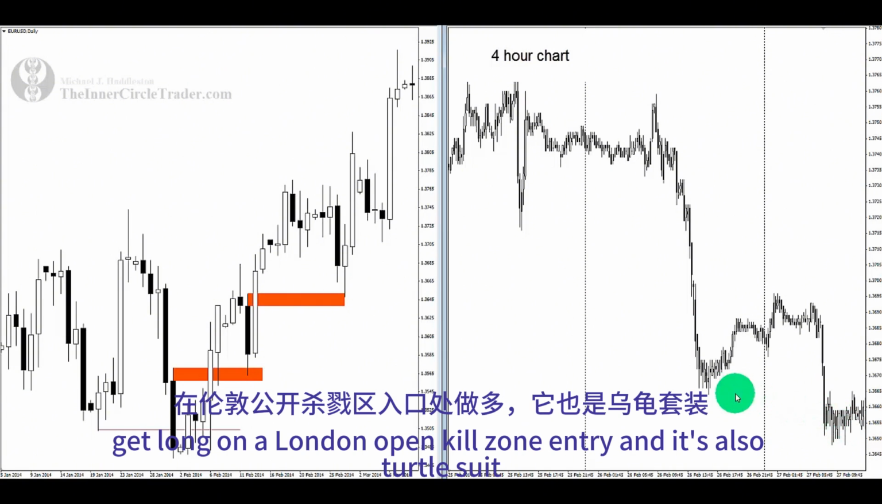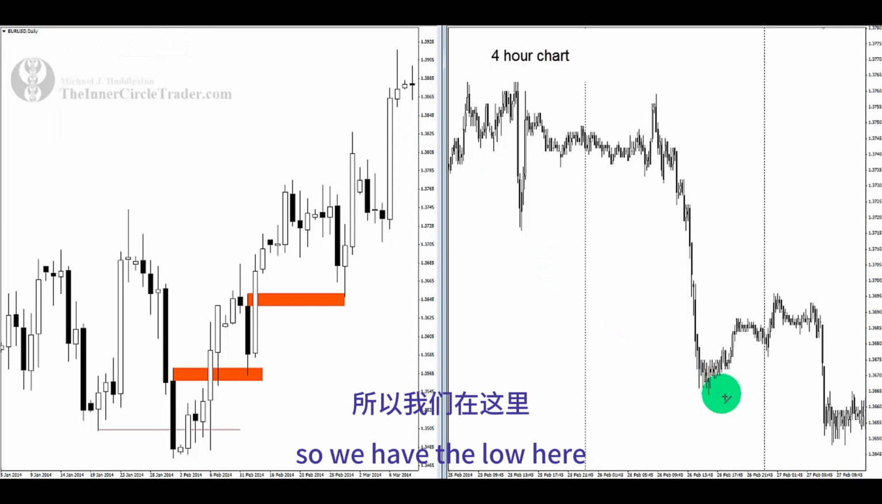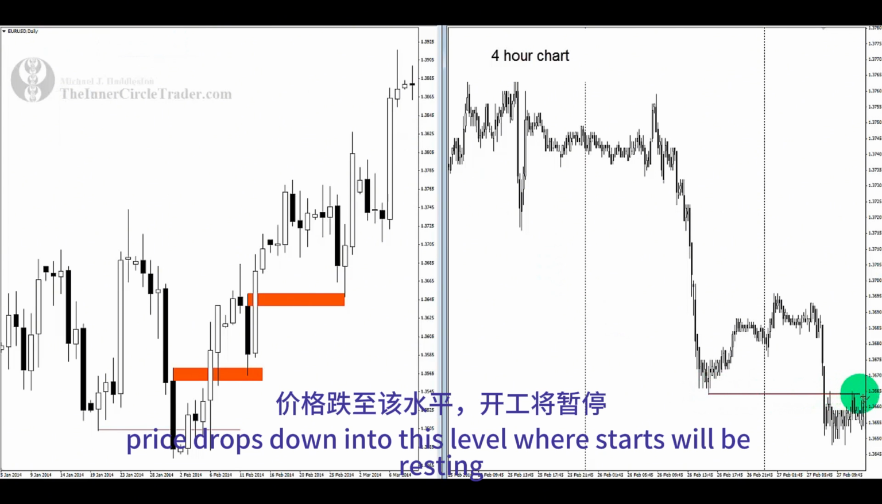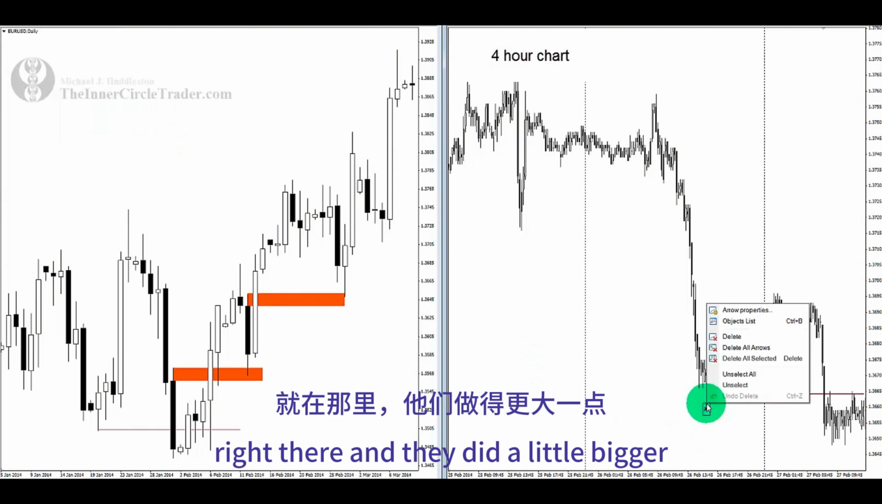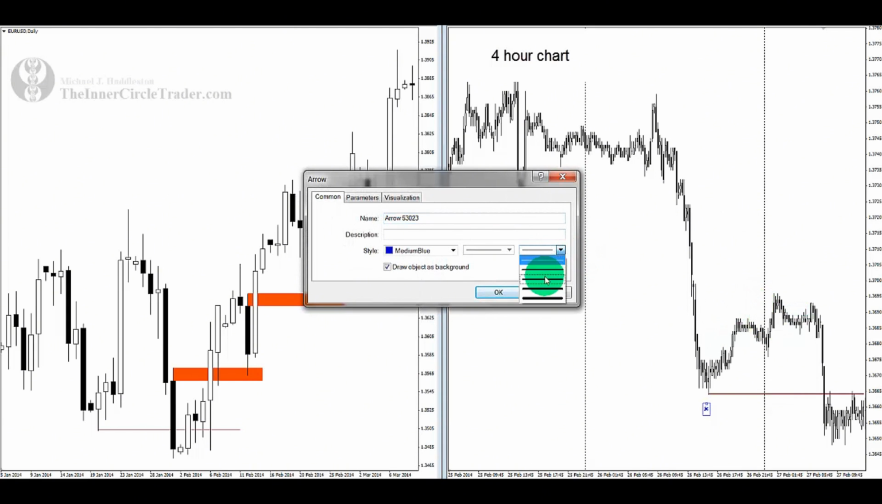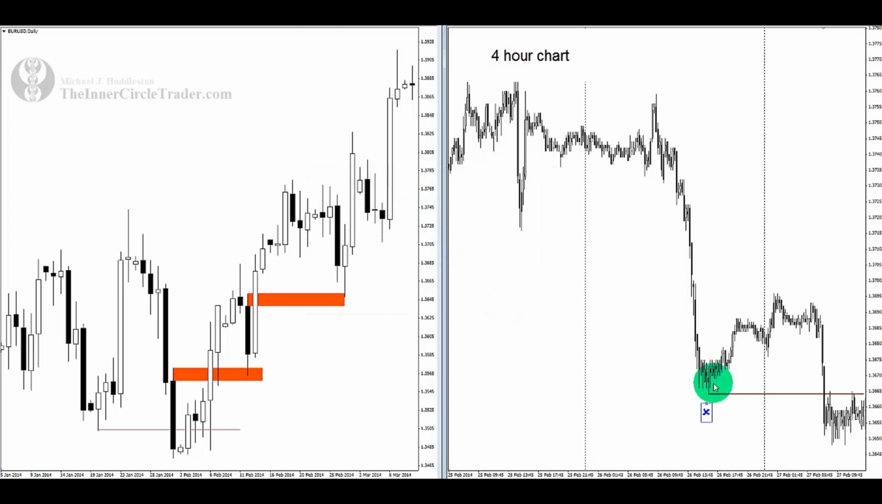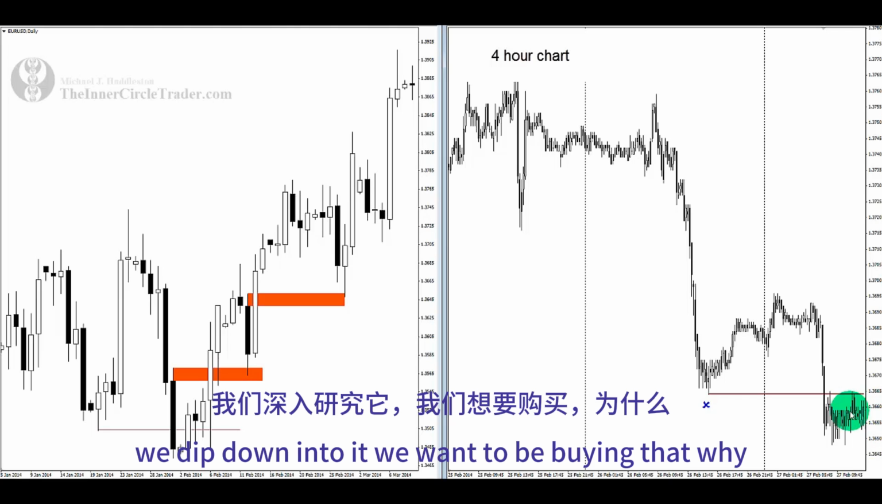And it's also turtle soup. So now we're looking at more of an intraday basis entry style. So we have the low here. Price drops down into this level where stops will be resting. Right there. Let me make that a little bit bigger. Okay, so stops resting below this low. We dip down into it. We want to be buying that.